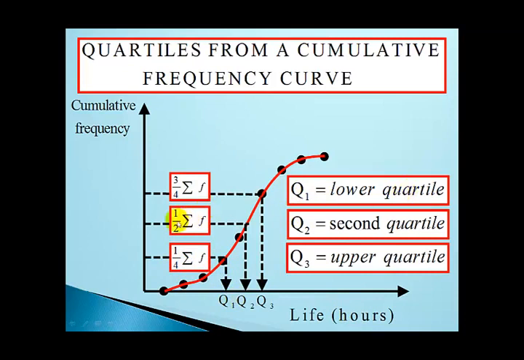When we take half of sigma f and trace it to the x-axis, we have Q2. That is the second quartile, which is the median. And when we take 3/4 sigma f and trace it also to the x-axis, we have Q3. That is the upper quartile.